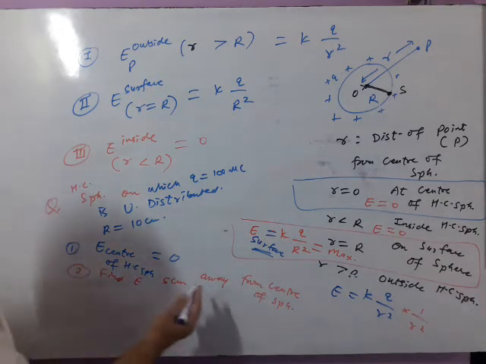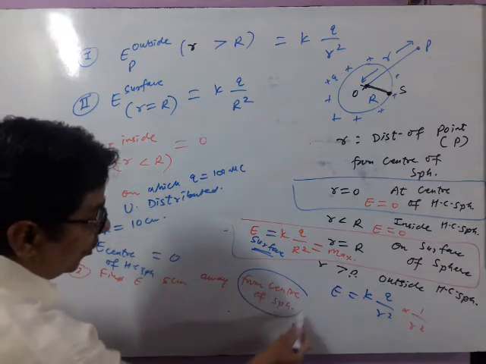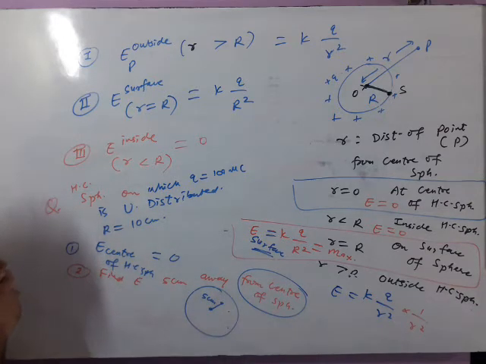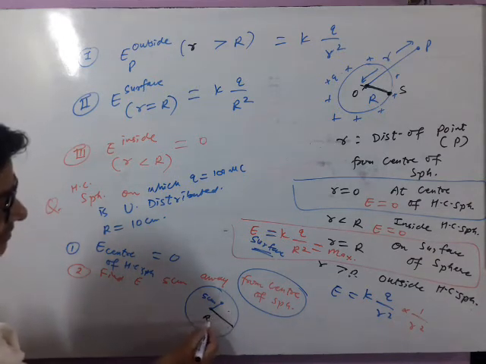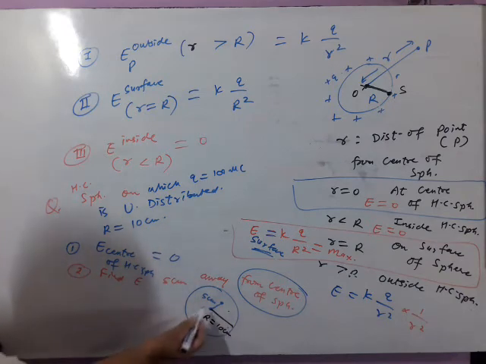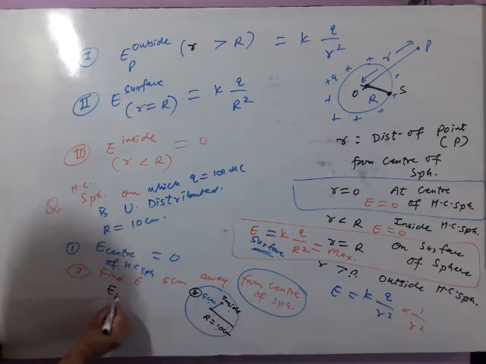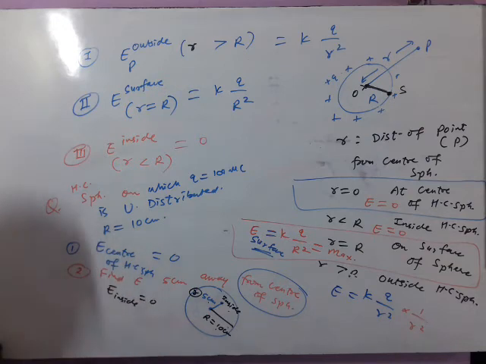See, 5 centimeter from center. See the diagram. This is 5 centimeter because the sphere of radius 10 centimeter is given. So this is smaller. It is less than 10 centimeter. So this point is inside. Again, electric field inside will be 0.